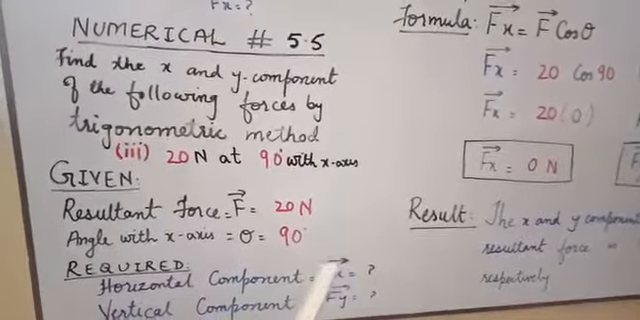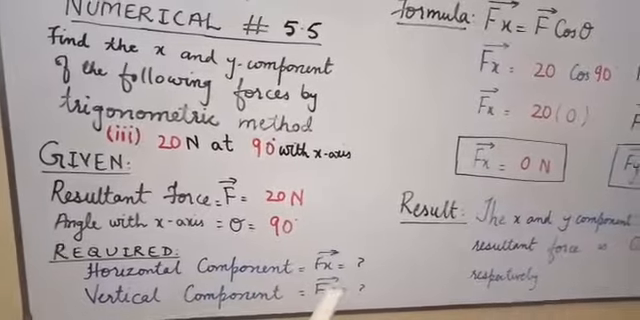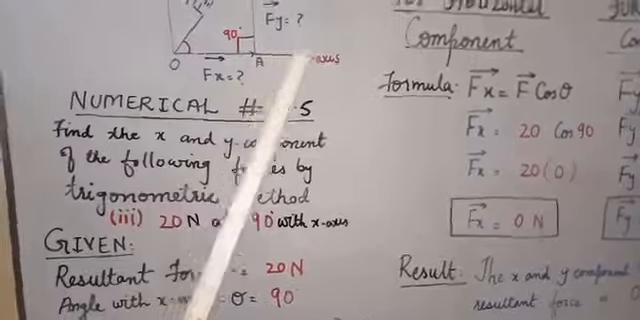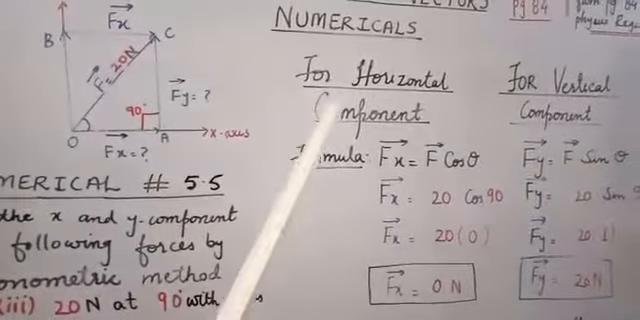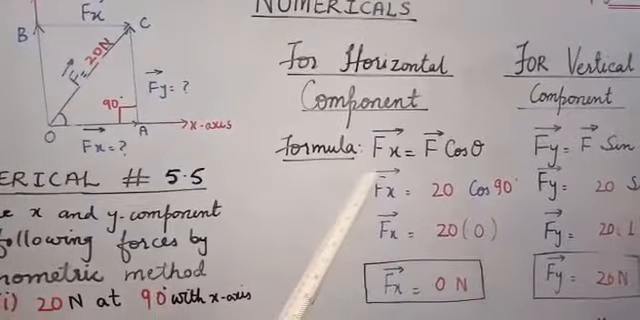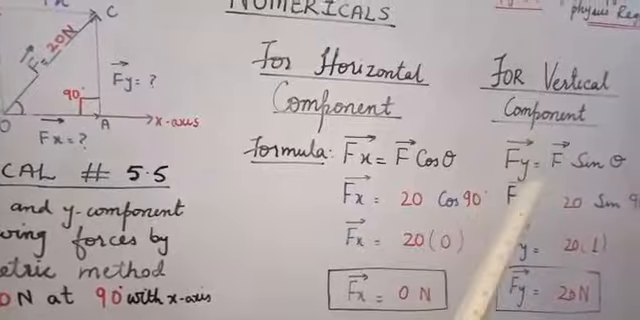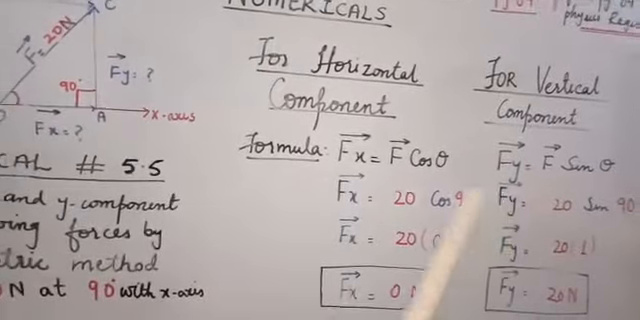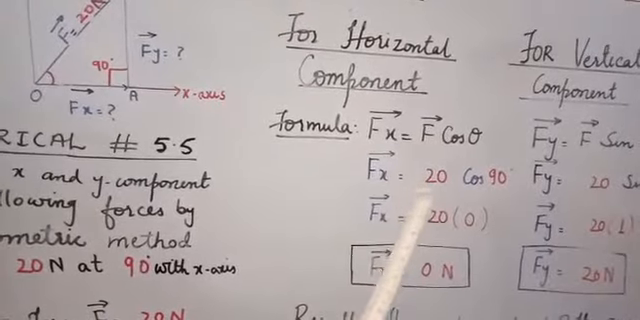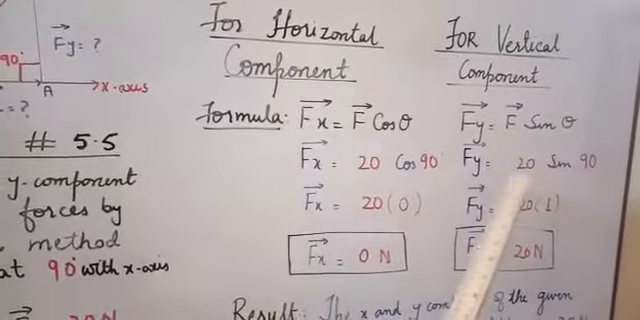The working is the same: we will find the horizontal component Fx and the vertical component Fy. For the horizontal component, the same strategy, we apply the formula Fx equals F cos theta, and for the vertical component we apply the formula Fy equals F sin theta. In place of F we will put 20 Newton.